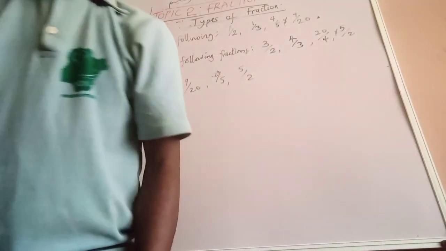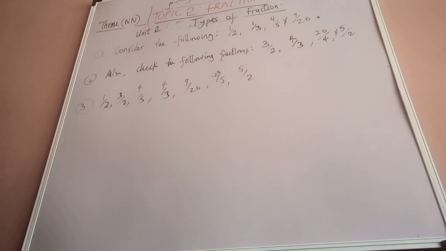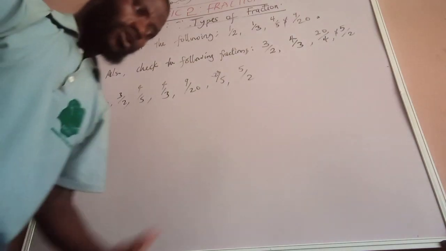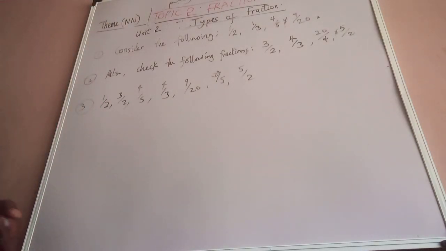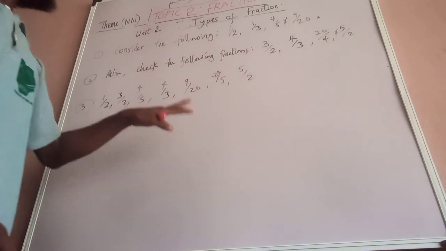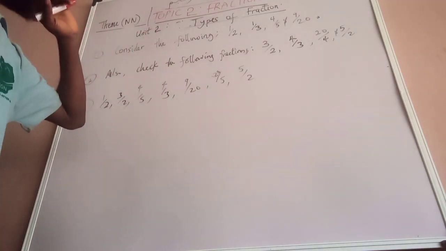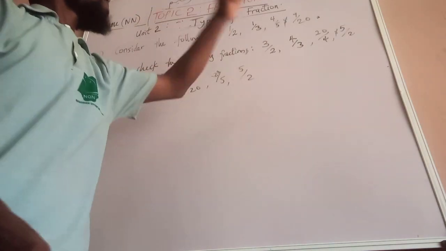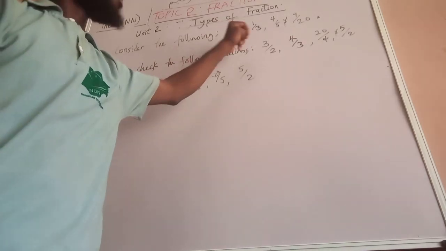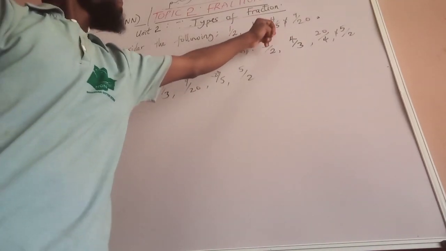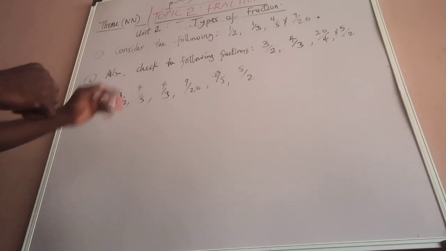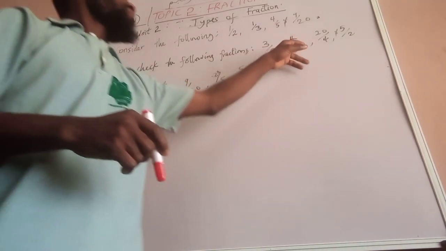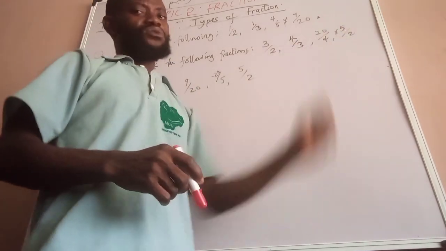Now, welcome back. So, in this unit, we'll be talking about types of fraction. Now, before I tell you those types of fraction that we have, let's look carefully at these three sequences of numbers. Look at the first sequence. You have 1 over 2, 1 over 3, 4 over 5, 9 over 20. Look at the way it is being written. And look at the second one. We have 3 over 2, 4 over 3, 20 over 4, 5 over 2.